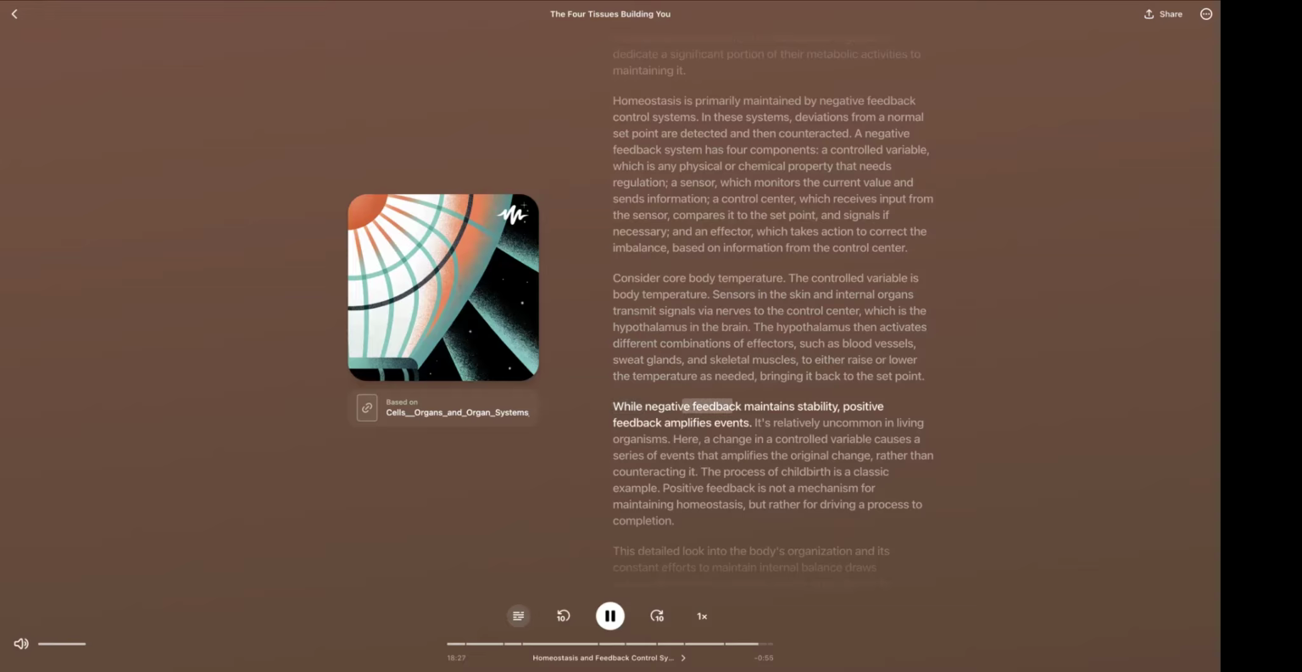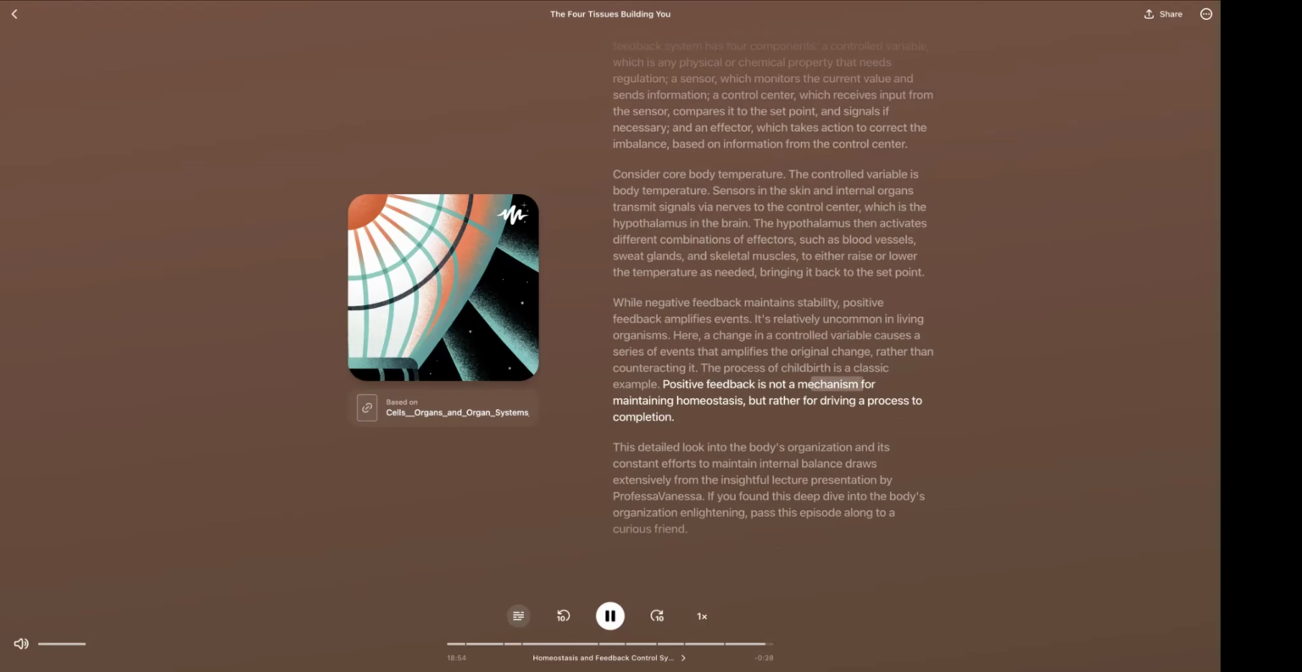While negative feedback maintains stability, positive feedback amplifies events. It's relatively uncommon in living organisms. Here, a change in a controlled variable causes a series of events that amplifies the original change rather than counteracting it. The process of childbirth is a classic example. Positive feedback is not a mechanism for maintaining homeostasis, but rather for driving a process to completion.